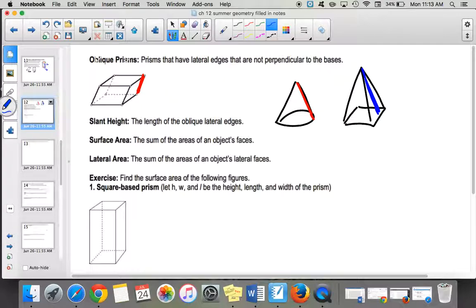The surface area is the sum of the areas of the object's faces, and then the lateral area is just going around the sides, so not including those two bases. So lots of definitions. All right, so I'll try to use those as we talk about them today.